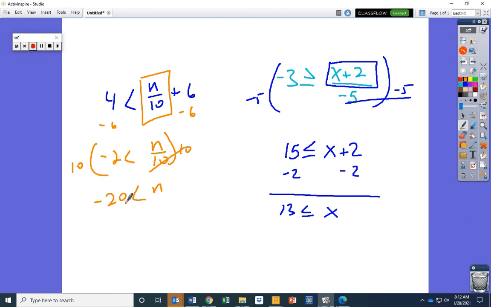Are we graphing them on the homework? Yep. I put your graphs on there though, so you're good. All right? Okay.